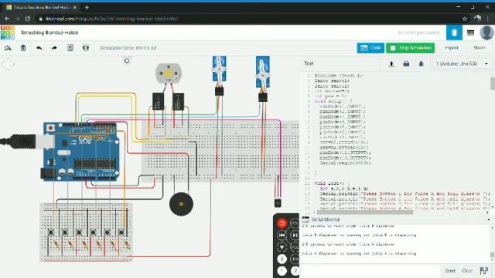After this, the DC motor will rotate in the opposite direction to take the glass back to the collection area with mixed juice. And then after the completion of the process, the buzzer will be produced.